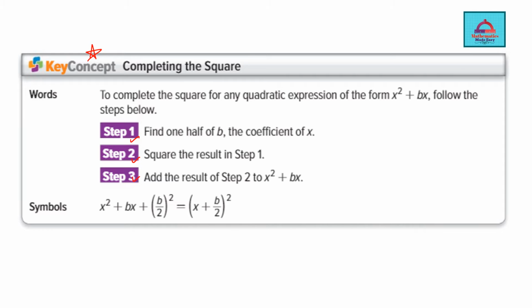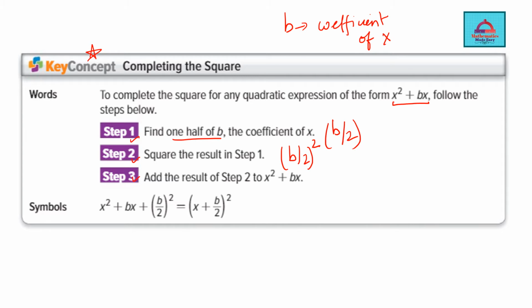This is valid for a quadratic equation of the form x square plus bx. What is b here? B is the coefficient of x. Whatever number you see along with the sign, that will be b. In step 1 you find 1/2 of b, which is the coefficient of x. 1/2 of b means you divide b by 2. Then you square the result in the next step. So b by 2 whole square, that's what you do, and then you add the result to the question. So to x square plus bx, you add b by 2 whole square.